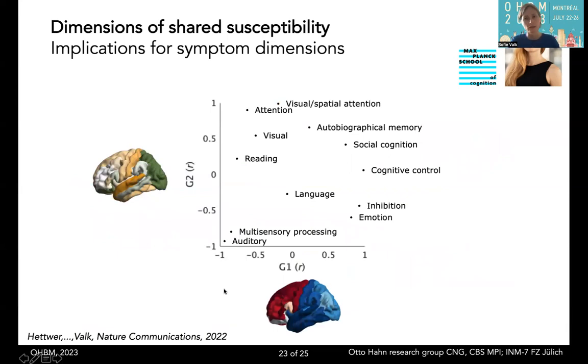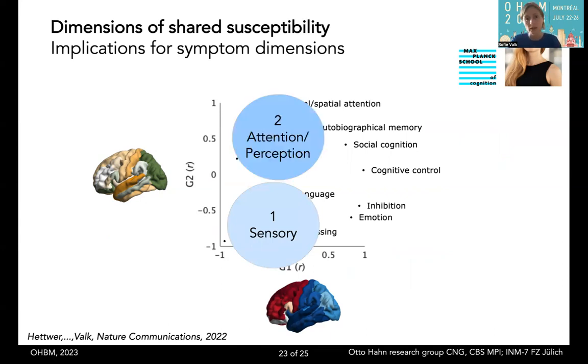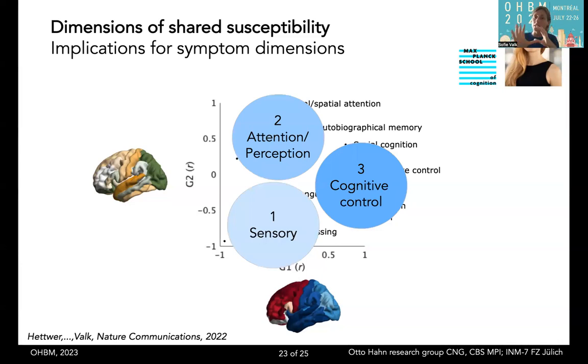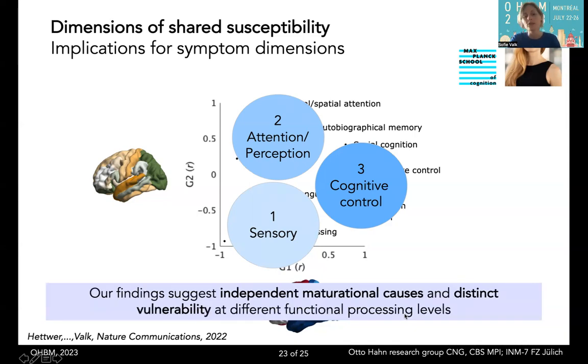And what is more is that these different dimensions of shared susceptibility may link also to different symptom dimensions that are observed across disorders and also shared across disorders in different ways. So on the one hand, we found a cluster using meta-analytical maps of Neurosynth of sensory impact. A second cluster that we observed in this covariation was more an attention perceptual cluster. And a third cluster that we observed was related to cognitive control. So maybe these functions are also impacted in different ways in different hierarchies or organizational features within how structure is organized and co-organized in the brain. So our findings suggest independent maturational causes and distinct vulnerability at different functional processing levels observed in behavior.